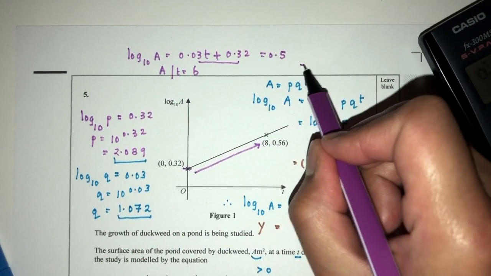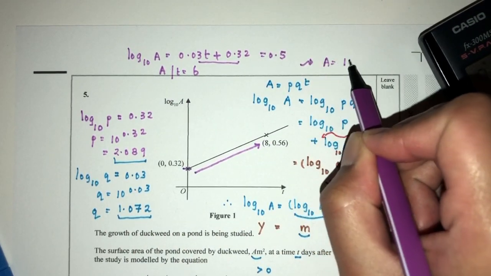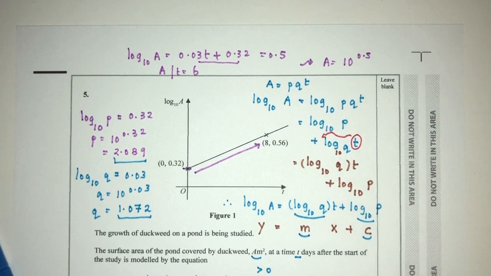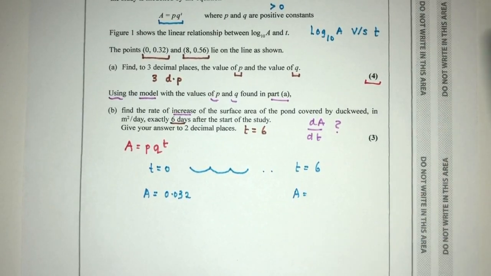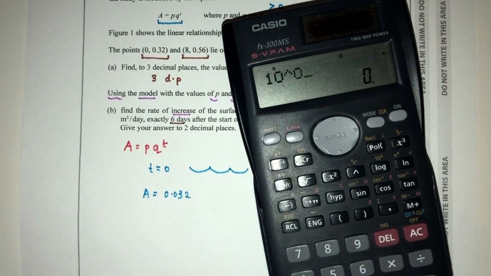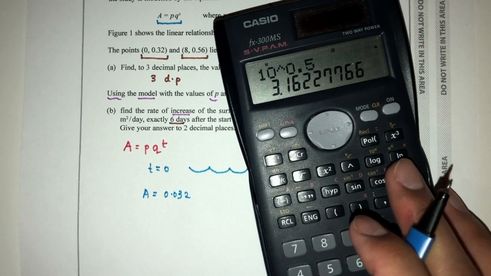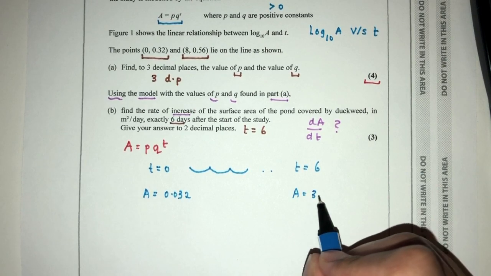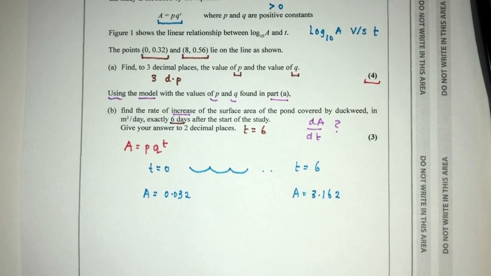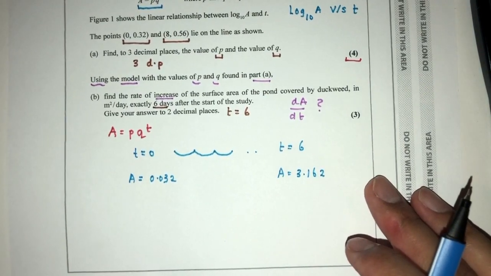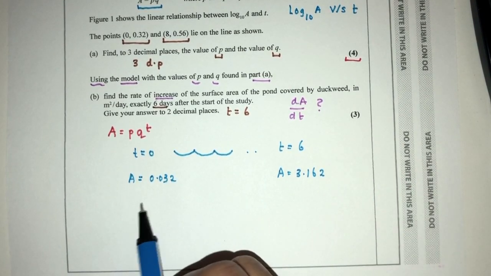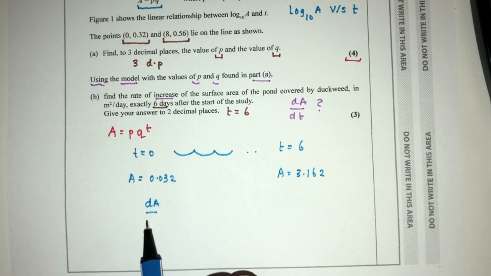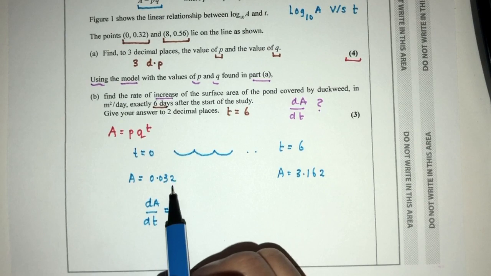Find the value of a, so solve. A has to be 10 power 0.5. So let me write this down here. When time equal to 6, the value of a was 10 power 0.5. That will be 3.162, correct to 3 decimal places. Now because it was a linear growth for 6 intervals, right? We understand that dA by dt has to be the increase from this point to this point.